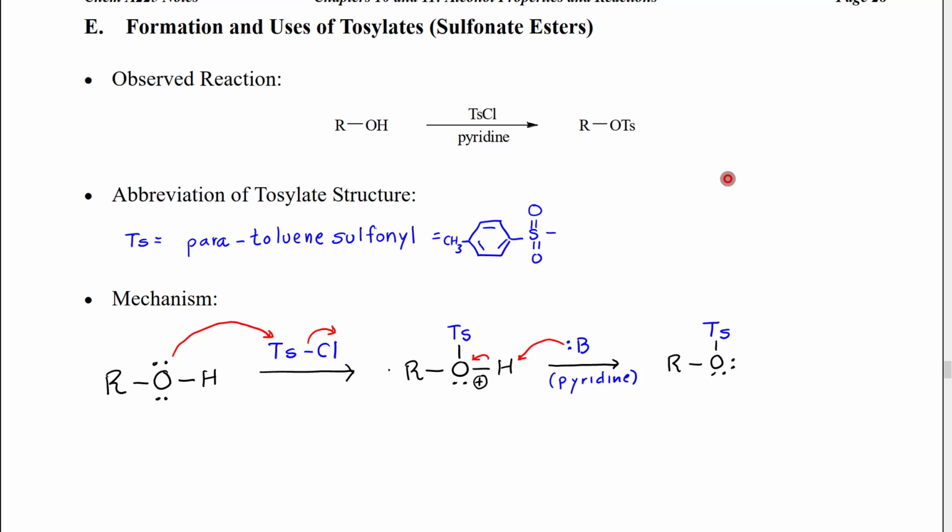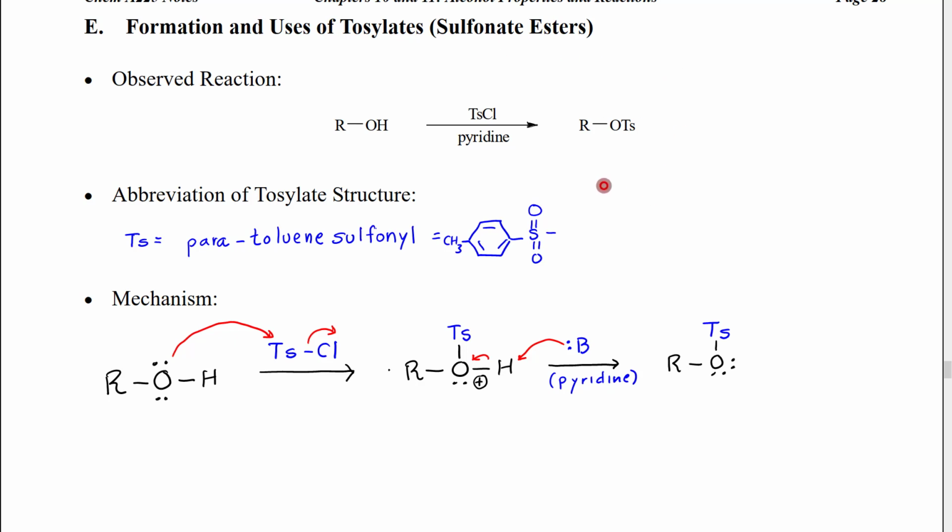We're now going to talk about a reaction of alcohols that is a very practical reaction. It's widely used in certain circumstances in organic synthesis. It's this reaction where we make what's called a tosylate or sulfonate ester.